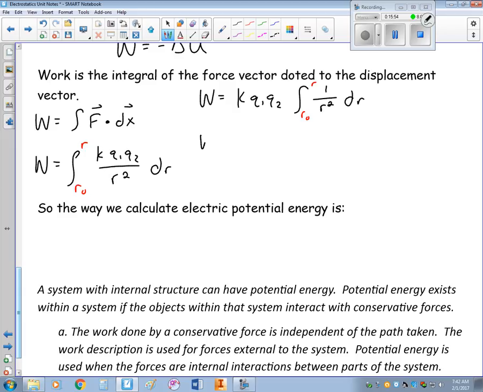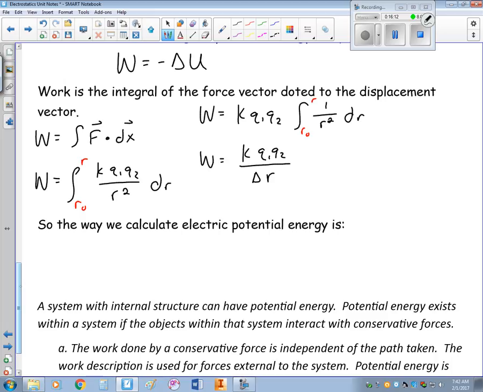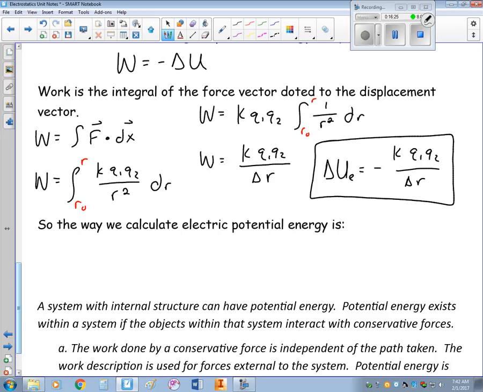So the work being done is going to be k q1 q2, and since I'm going from an initial position to a final position, it's just going to be over delta r. So since work equals the negative change in potential energy, we see that the change in electric potential energy equals negative k q1 q2 over delta r. So that is how we calculate potential energy.